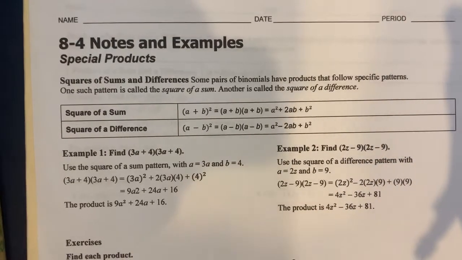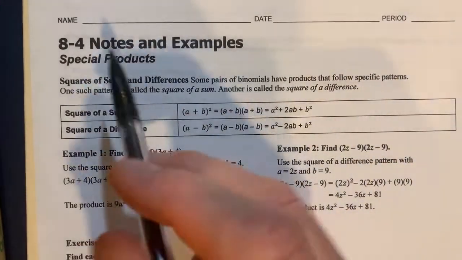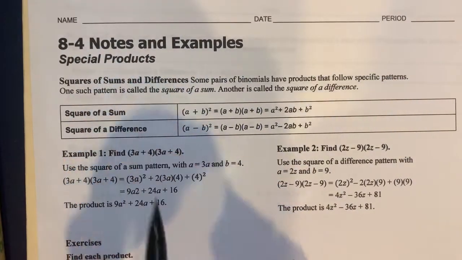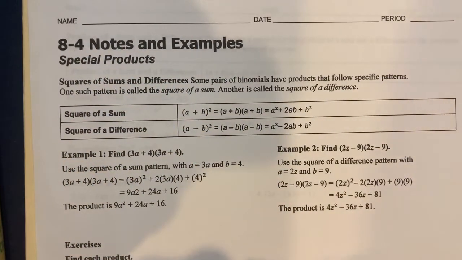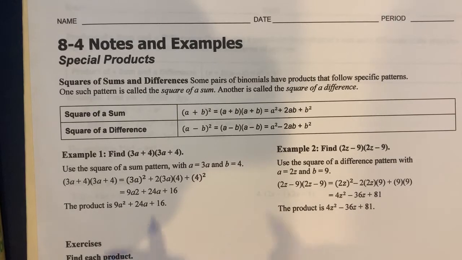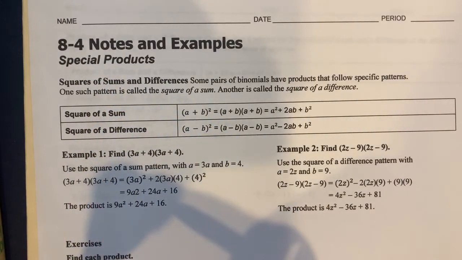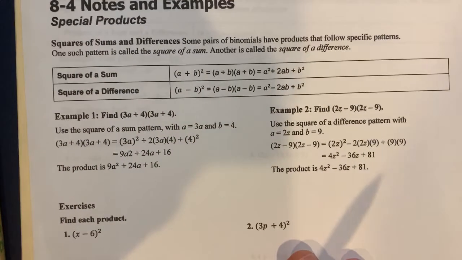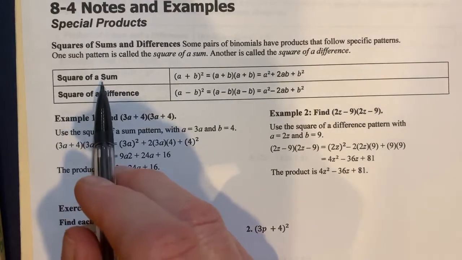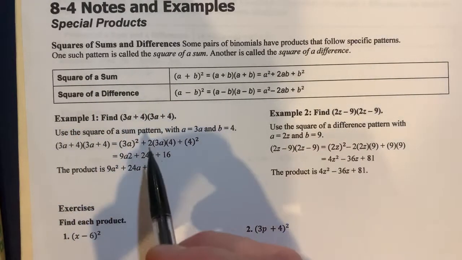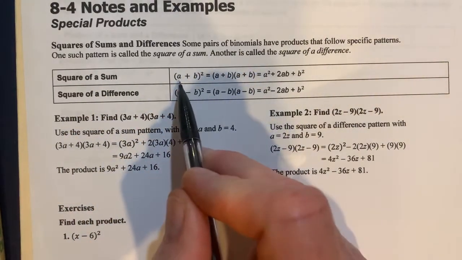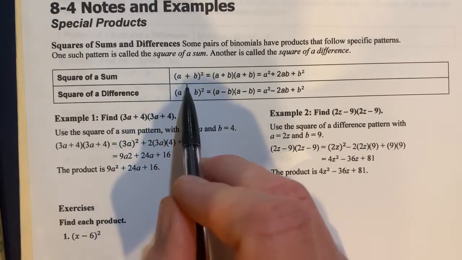All right, guys, so what we're looking at right now is section 8.4, special products. And the last video on 8.3 was talking about FOIL and how we multiply the two binomials. What we're talking about now are products where they're just special cases. You know, for example, we have the square of a sum, square of a difference. And I want you to remember that whenever I square something, it means take that times itself.